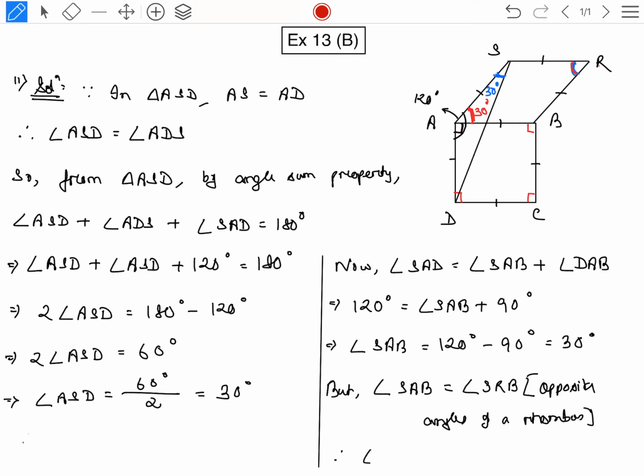Okay, so therefore angle SRB will be equal to how much? 30 degree. That is the answer. Okay, so ASD we have got 30 degree and SRB we have got 30 degree. That was the question, and it is done.